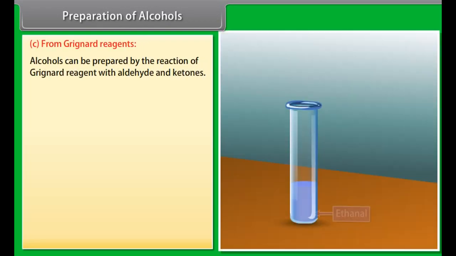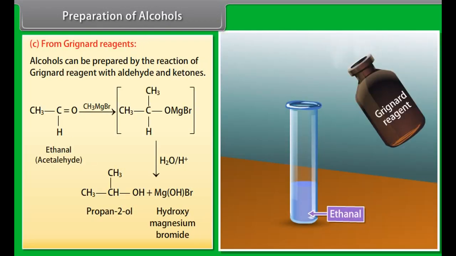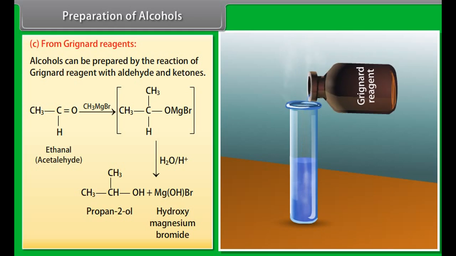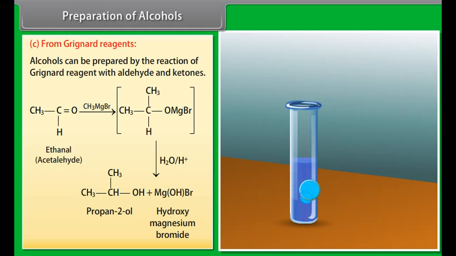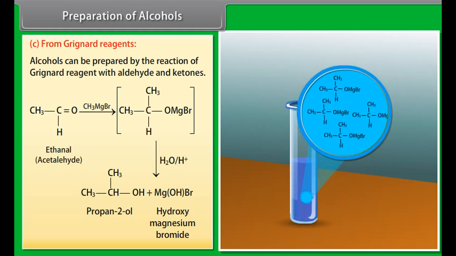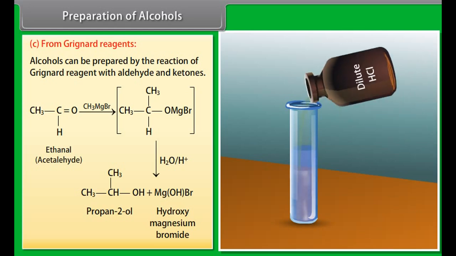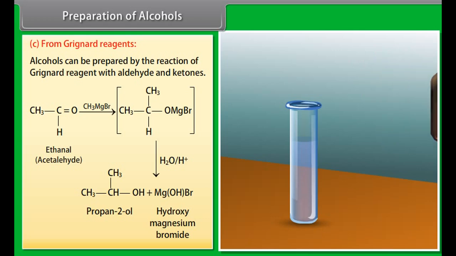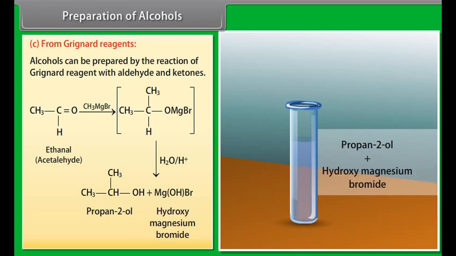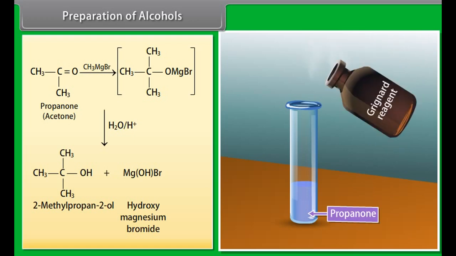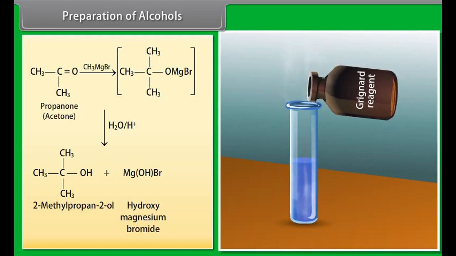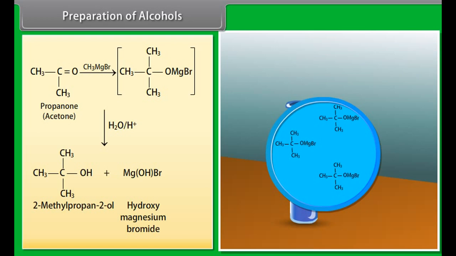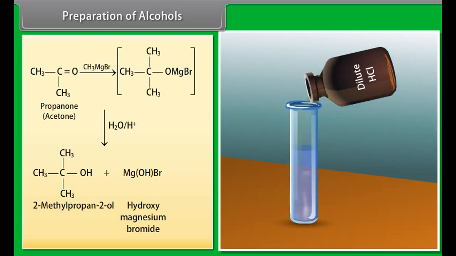Preparation of alcohols from Grignard reagents. Alcohols can be prepared by the reaction of Grignard reagent with aldehydes and ketones. Grignard reagent reacts with ethanal to form a product which decomposes with dilute HCl to give propan-2-ol and hydroxy magnesium bromide. Grignard reagent reacts with propanone to form a product which decomposes with dilute HCl to give 2-methylpropan-2-ol and hydroxy magnesium bromide.